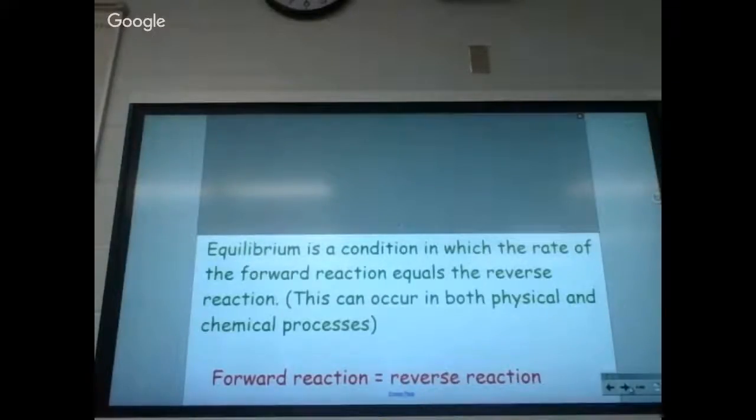So based on what we've already done, equilibrium is a condition in which the rate of the forward reaction equals the reverse reaction. Now, again, this applies to both physical and chemical processes. The only thing I've changed in the definition is that I stated it in terms of a chemical reaction. I said the rate of the forward reaction equals the reverse reaction.